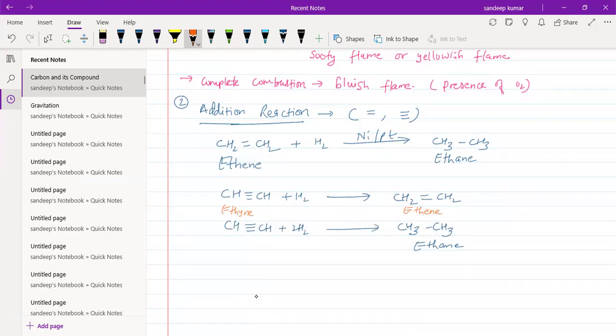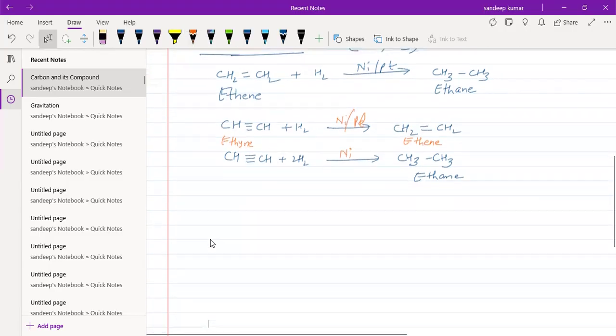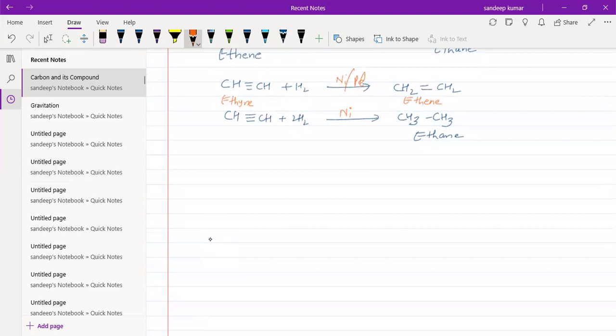Is it clear? So this always takes place in the presence of a catalyst. Any catalyst is required, like nickel, platinum, palladium. Palladium is Pd, platinum is Pt. Where are we using this application, children? Addition reaction is applied in the hydrogenation of vegetable oil.